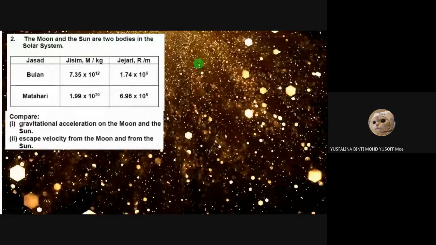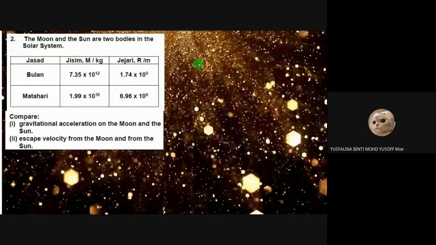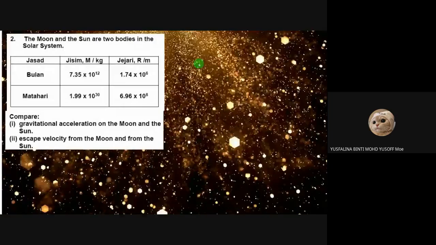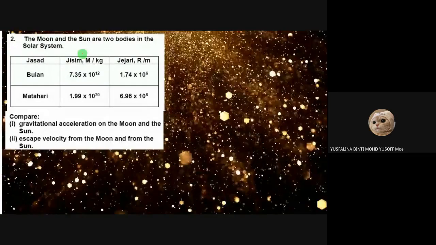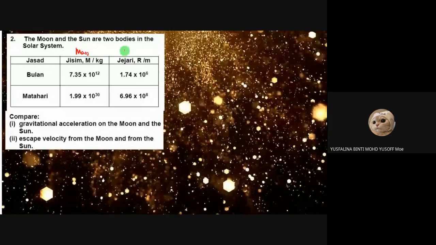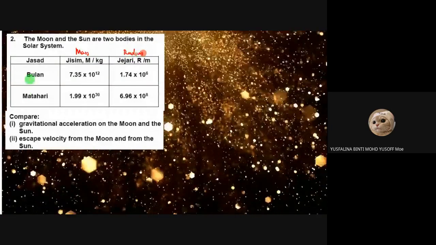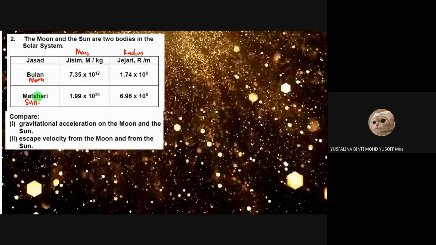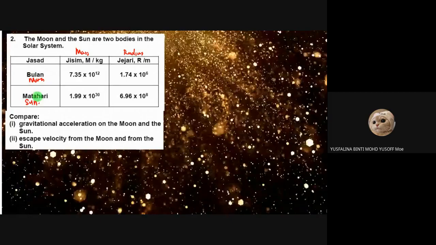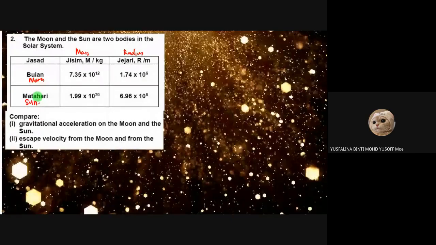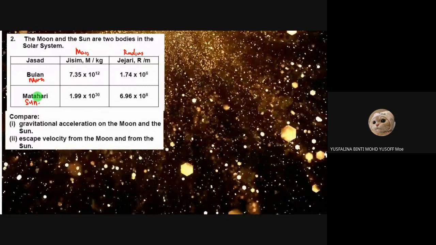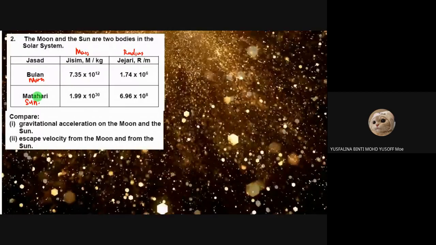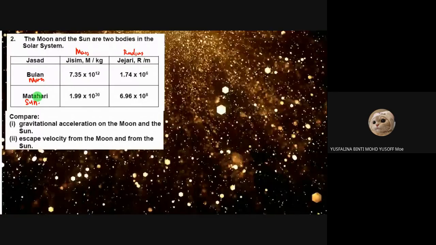Okay, and this is number two. For number two, the Moon and the Sun are two bodies in the solar system. This is the mass, this is the radius, for the Moon and Sun. For number one, you have to compare the gravitational acceleration on the Moon and the Sun. I hope you can still remember how to calculate the gravitational acceleration. Can you try to calculate it?